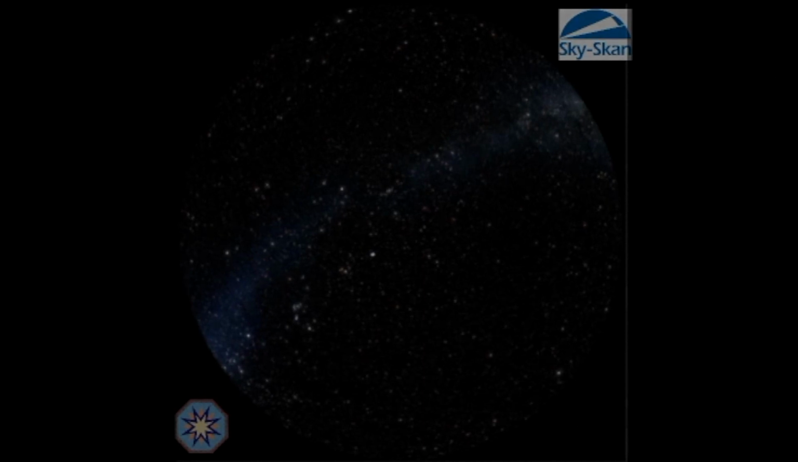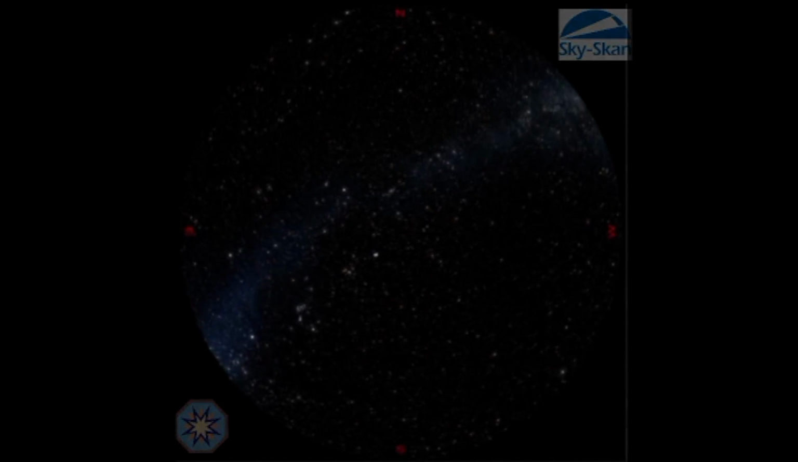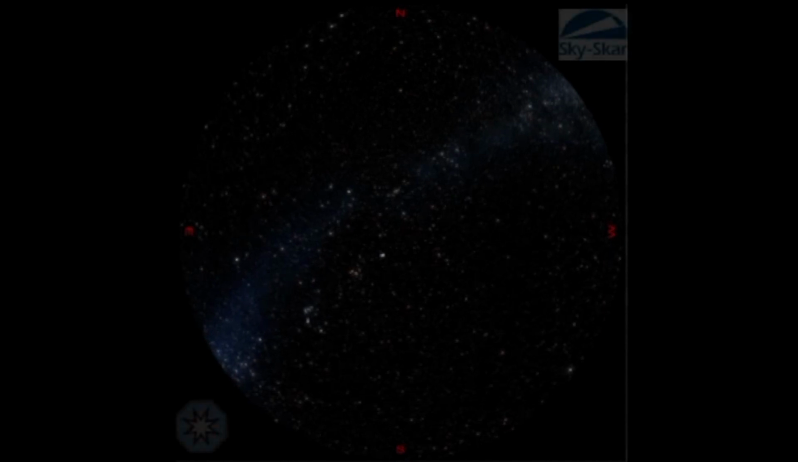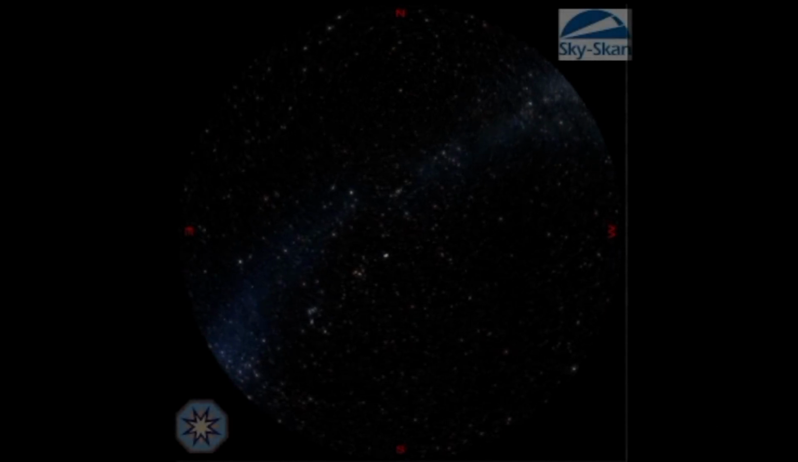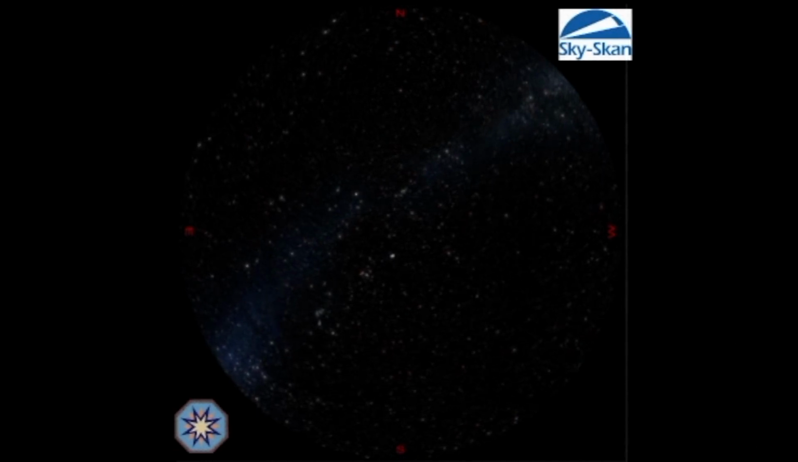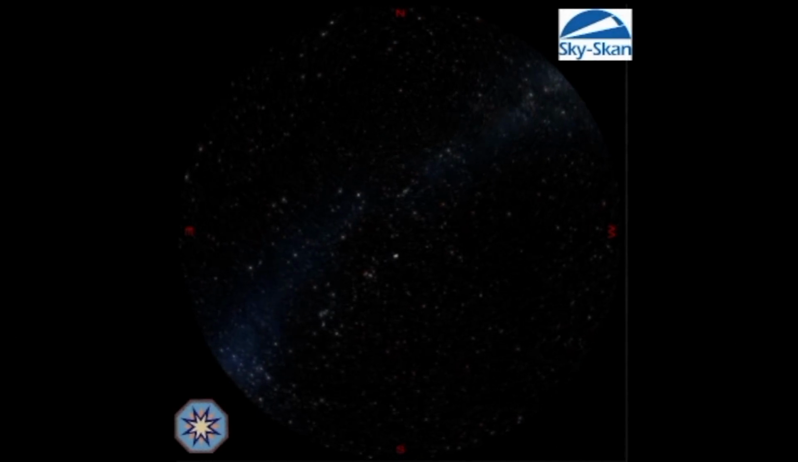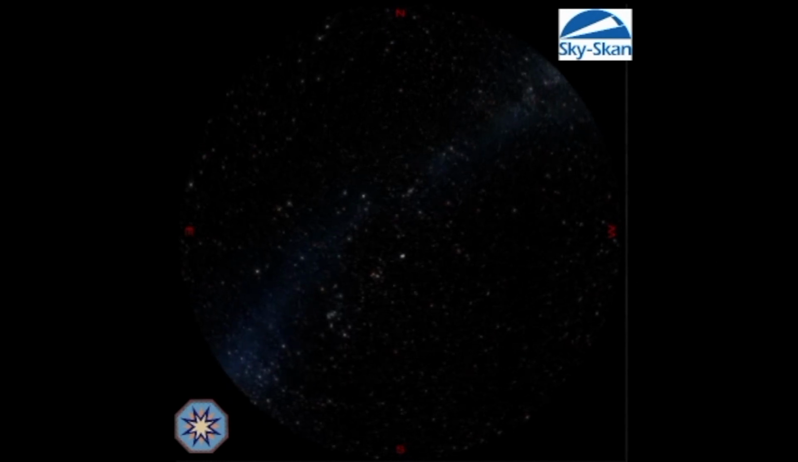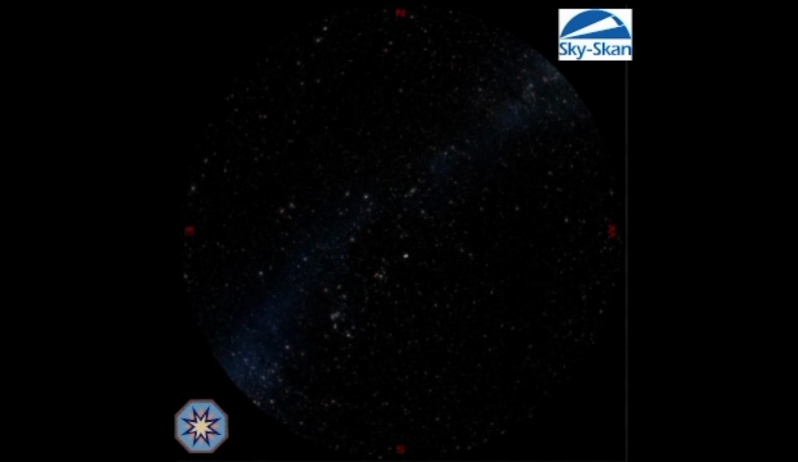We are in Glendale, California, in the USA, sitting under Skyscan simulated sky. The middle of the starlit circle before you is the view directly overhead. The sides of the circle are the horizons. North is at the top, south is at the bottom, east and west are on the sides. It is late at night, and there are quite a few stars visible.